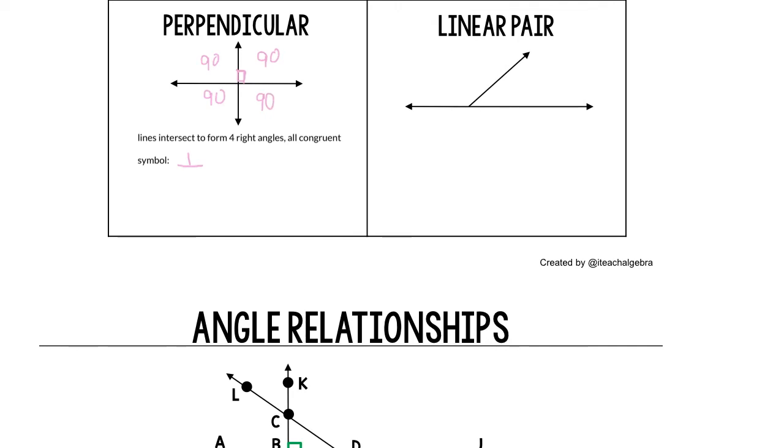Last little definition on this page that we want to know about is the linear pair. These are adjacent angles with uncommon sides being opposite rays. These are also supplementary.